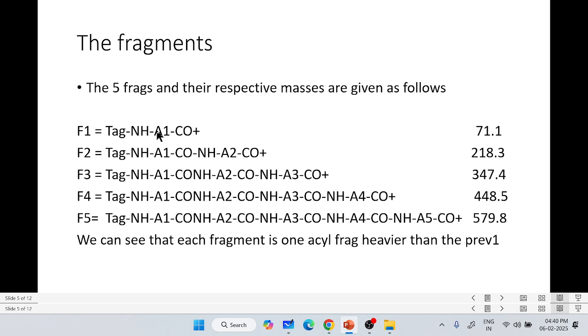First fragment: the cleavage is happening between the first and the second amino acid, the peptide bond, and you get this fragment F1 with a molar mass of 71.1. The second one is F2 that is cleaved between the second and third amino acid, and you get 218.3, the molar mass. So like that you see for all the 5 fragments. We can also see that each fragment is one acyl moiety heavier than the previous one.